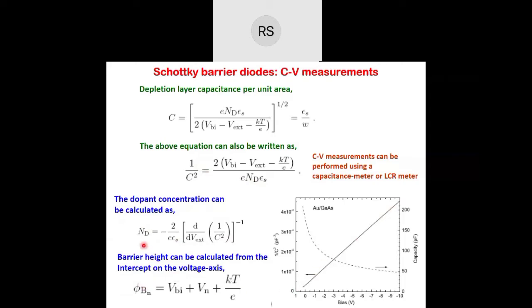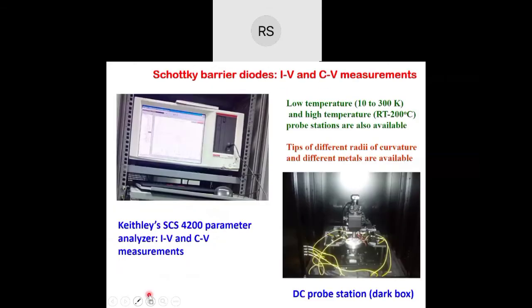So you can calculate, using CV measurement, the carrier concentration in the semiconductor as well as the barrier height inside the Schottky barrier diode. And these are the typical devices which we use, like Keithley's SCS 4200 parameter analyzer. It has an inbuilt program for IV and CV. And we have this probe station, using which you can go from room temperature to 200 degrees Celsius, and it has probe tips.